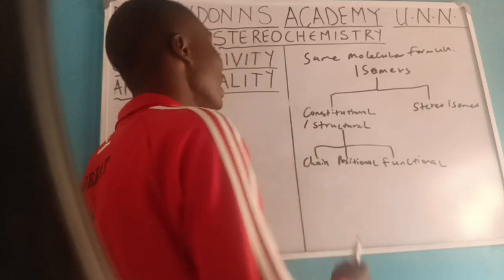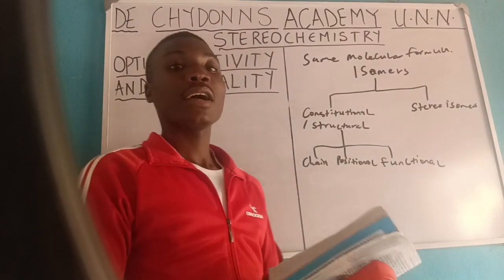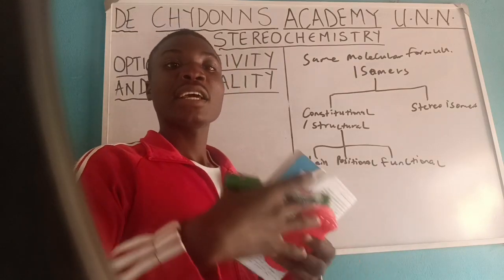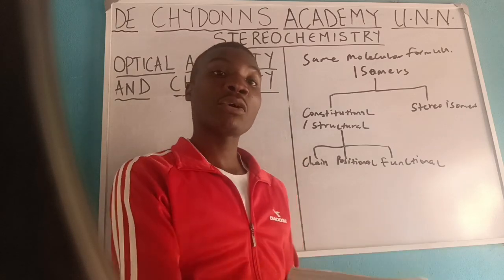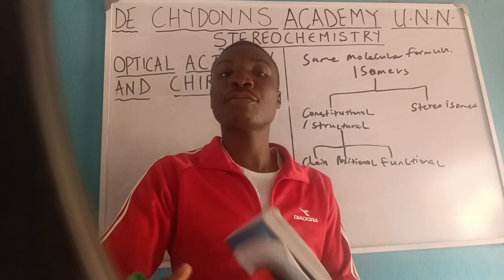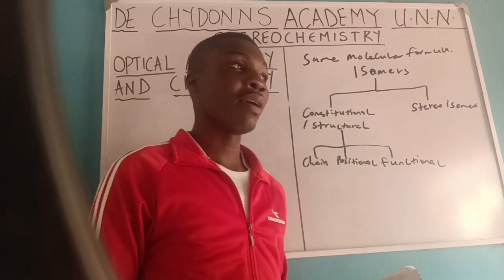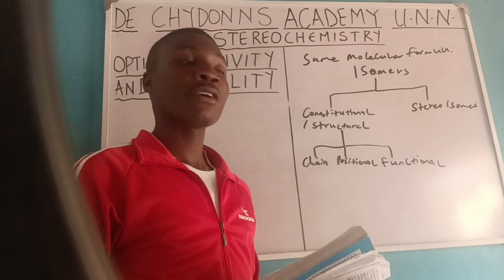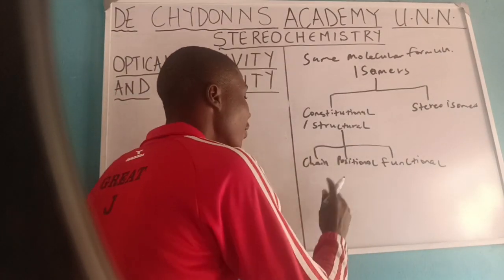Alright, so positional isomerism happens to deal with functional groups that are in a compound, but then they are in different positions. So when you have compounds that have the same molecular formula, but the arrangement of their functional groups is just different in different positions, then what we have there refers to positional isomerism. I'm going to be giving a very good example in this particular lecture guide. So let's look at this now.